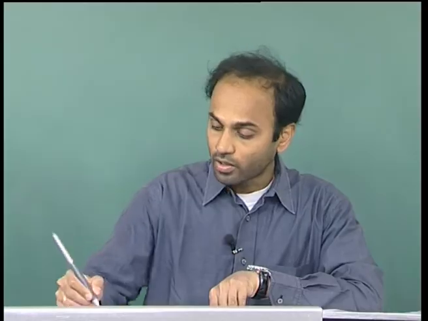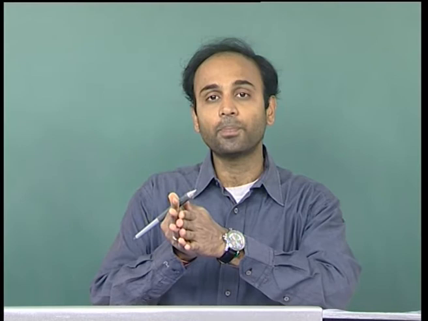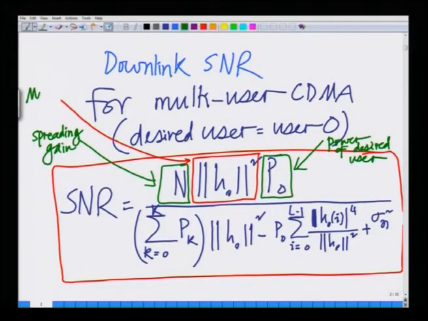Now, this component is interesting, this is norm H0 square. Remember, this is similar to the maximal ratio combiner where we had norm H square times P. This represents the channel taps of the user, and this represents the multipath diversity. You can clearly see we have a norm H square, that is, we are combining the different multipath components using the maximal ratio combiner, or the RAKE receiver, hence this yields multipath diversity in the CDMA system.